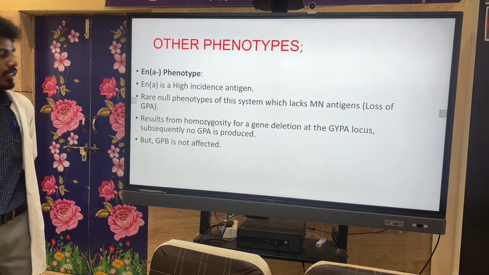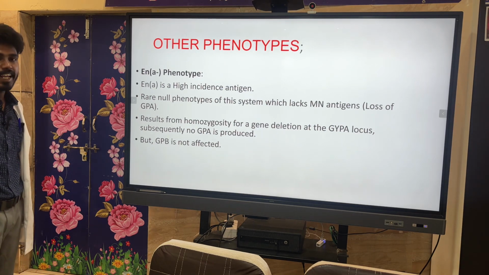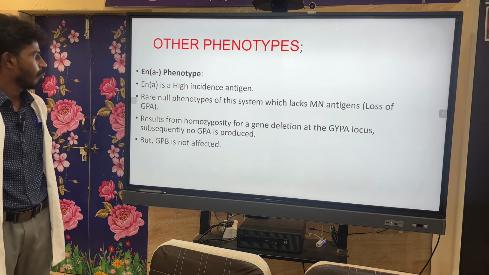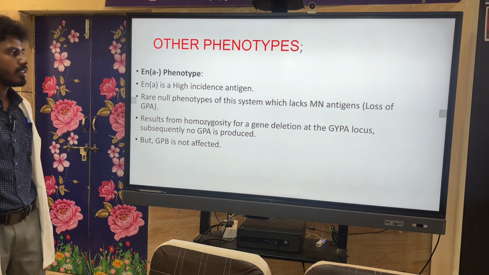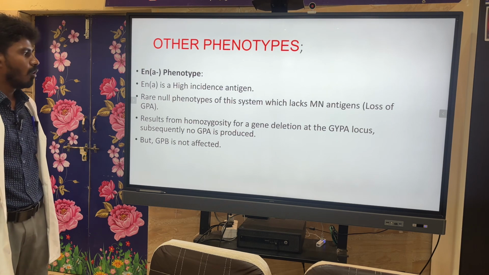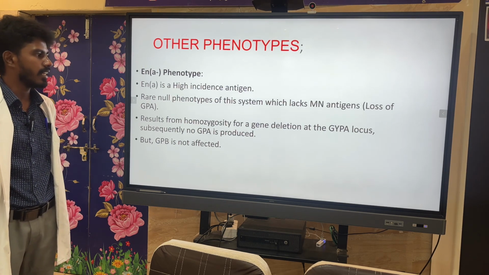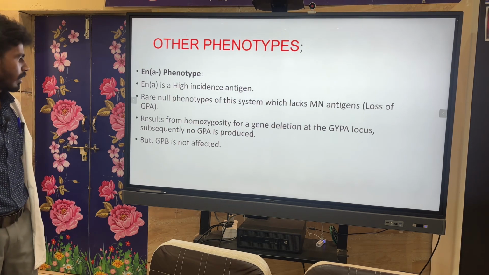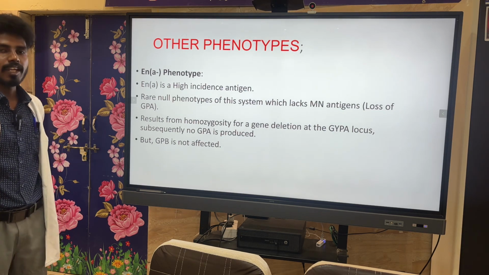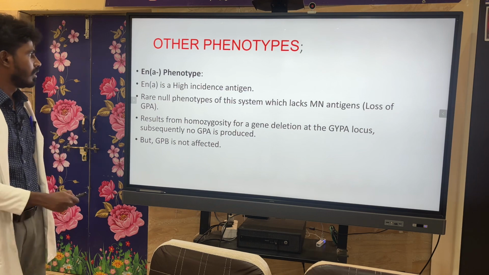Other phenotypes. En(a) negative phenotype. En(a) is a high incidence antigen. The rare null phenotype of the system, which lacks MN antigens, with loss of glycoprotein A, results from homozygosity for a gene deletion at the glycoprotein A locus. Subsequently, no glycoprotein A is produced, but glycoprotein B is not affected.